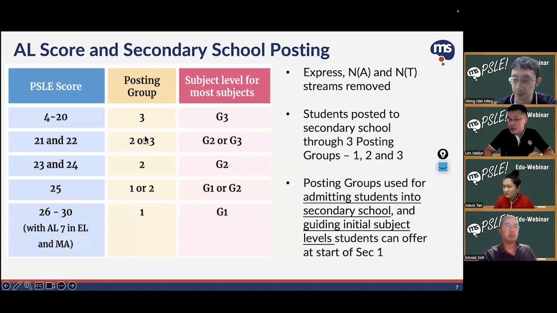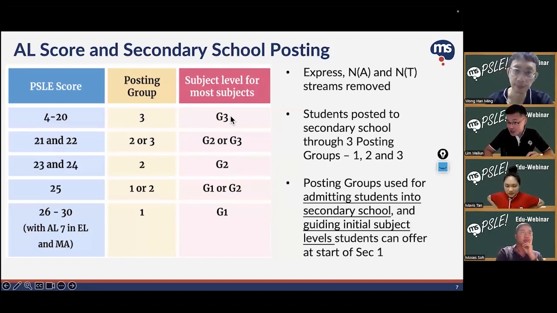So to the student's question, you can choose either one, right? If you go in via 2, that means most of your subjects will be at the G2 level. But if you go in via 3, then most of your subjects will be at the G3 level. So that's how it works. But there's a catch here. And what's the catch? The catch is if you choose one, you cannot change your mind and choose the other one, right? And you cannot mix.